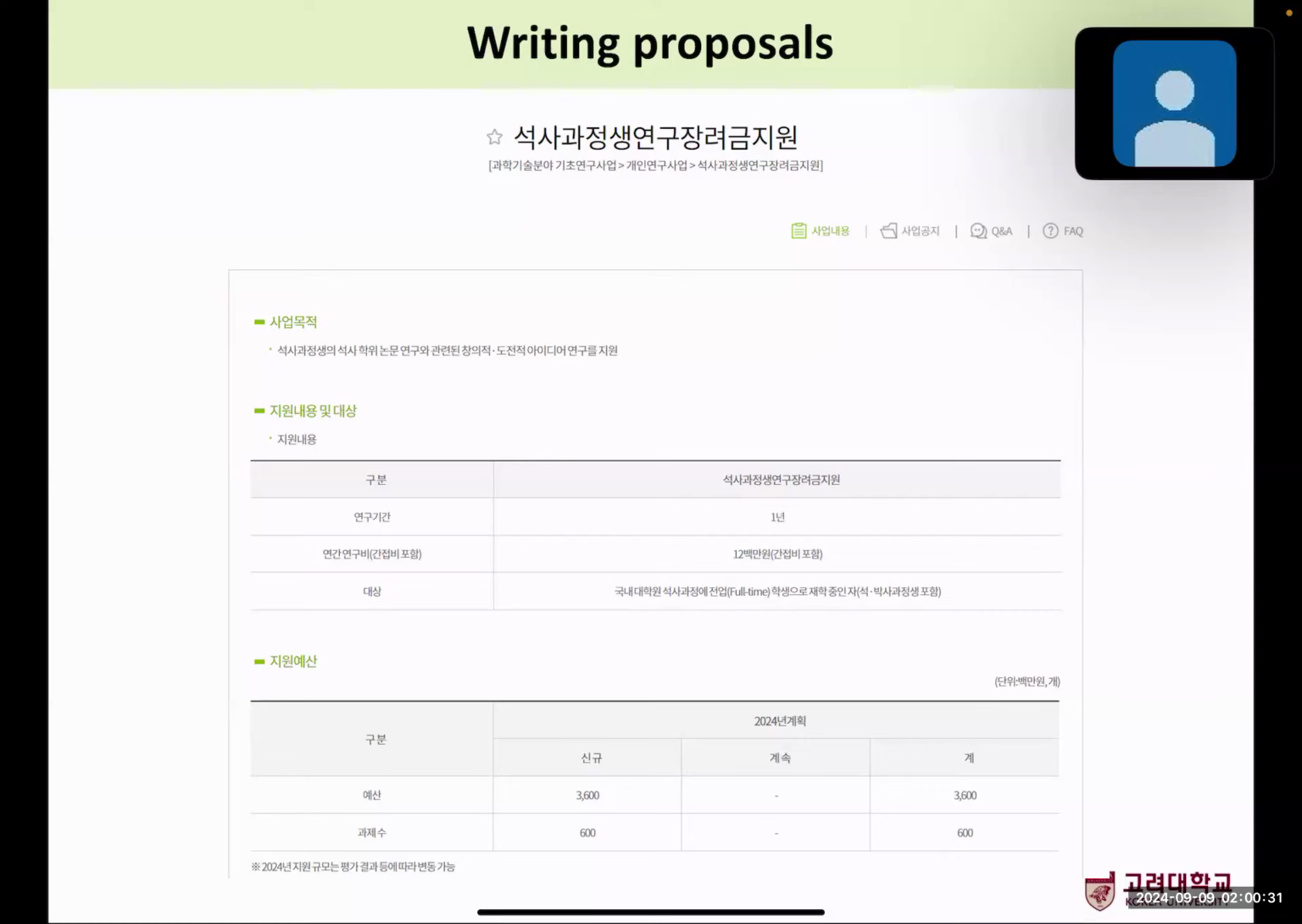And as for you guys, you can also apply for master or doctorate student fundings provided by the Korean National Research Foundation.